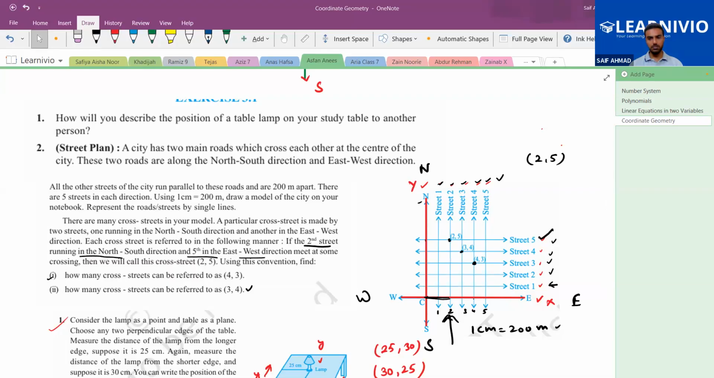So should we note down that answer also, or only the diagram? Diagram.